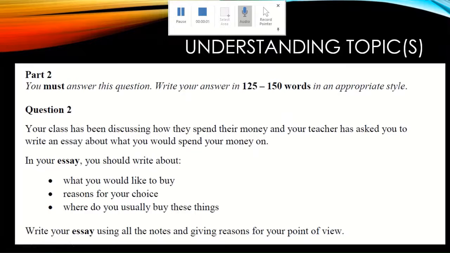Let's continue reading the instructions. Question 2. Your class has been discussing how they spend their money, and your teacher has asked you to write an essay about what you should spend your money on. From this part of the instructions, the topic of your writing is clearly stated, and it is what you would spend your money on.